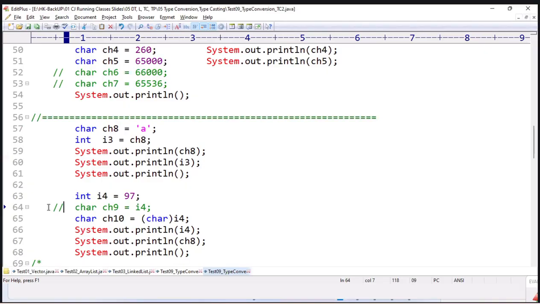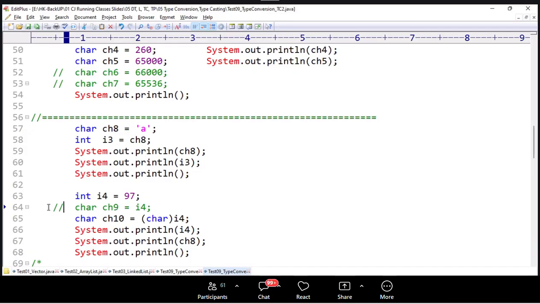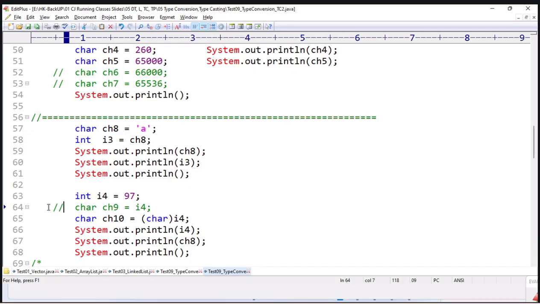Byte range is minus 128 to 127. Only a character in the range of byte we can assign. The characters that come under the range of 0 to 127 I can assign. Beyond 127, up to 65,535, can I assign or cannot assign? Cannot assign. The compiler throws an error. Understood? Second question I'm asking. This time you should not take my help. You must answer.